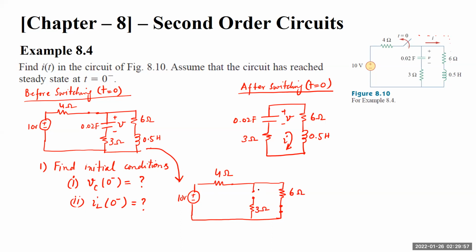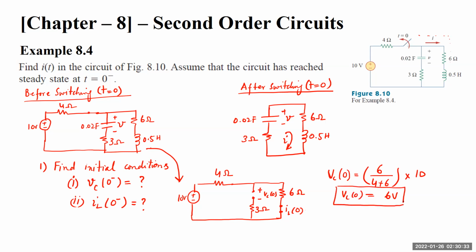Now we have to find out the voltage. VC0 is this voltage, and IL0 is this current. Technically, this open circuit voltage VC0 is basically the voltage appearing across this 6 ohm resistor. So we simply use the voltage divider rule: 6 divided by 4 plus 6, multiplied by 10. So it is 6 volts.